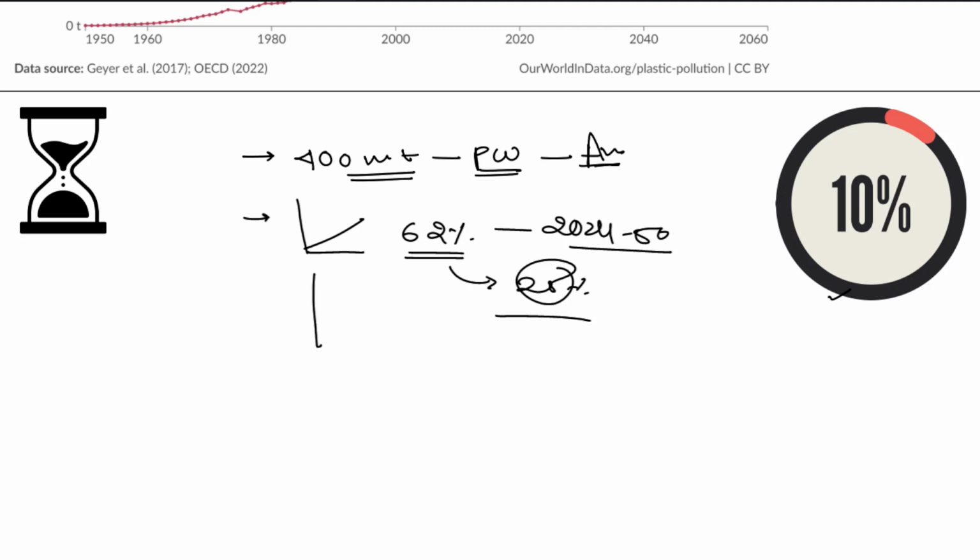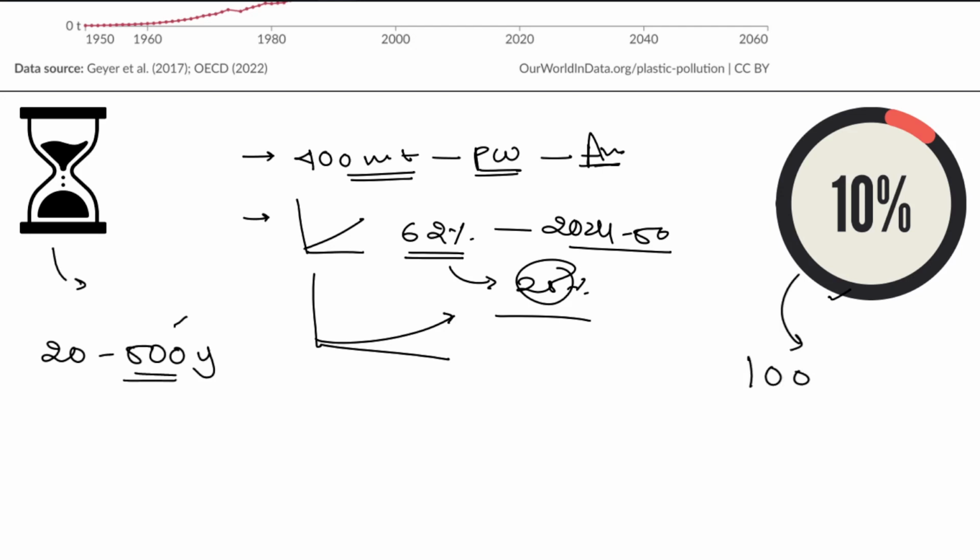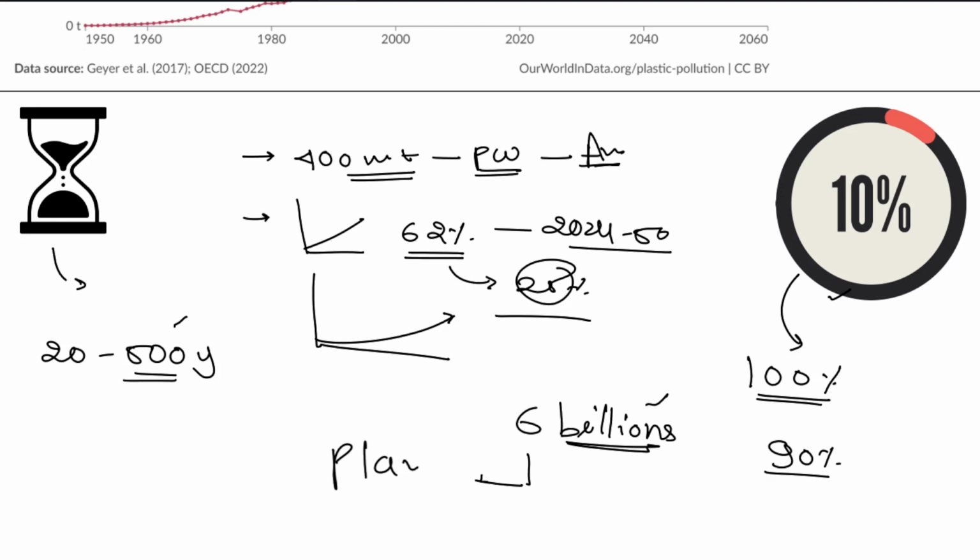So as I told you, the slope is going exponentially upwards. All right, so these statistics are very hard to digest for us. One more thing: plastic takes 20 to 500 years to decompose. And less than 10% has been recycled till now. Overall, let's say if in the world 100% plastic was produced, 90% is still unrecycled. Nearly 6 billion tons. We are talking about billions. This many tons pollute the planet right now. On the whole planet we have 6 billion tons of plastic just dumped.